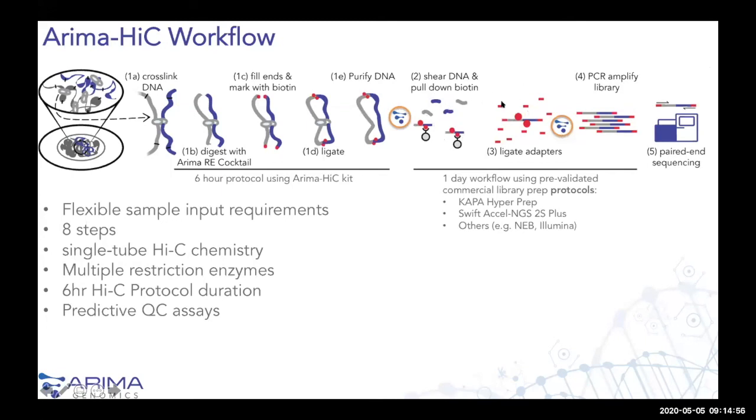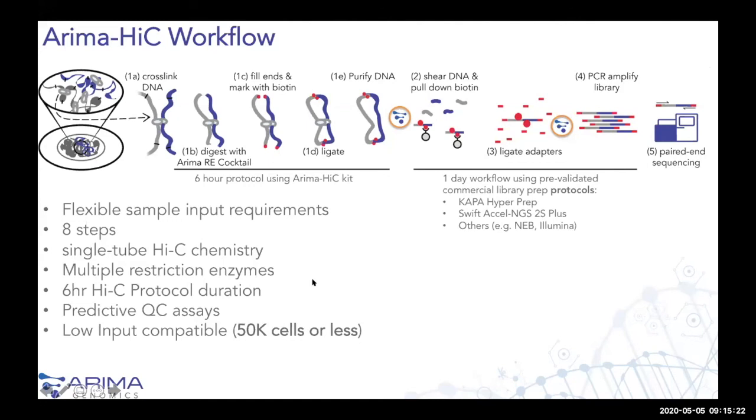We add our sequencing adapters using commercial library prep kits like Kappa, Swift, NEB, Illumina, etc. And then you amplify, and then you sequence these chimeric molecules, and then you map those back to the reference genome. So that will be essentially one data point that, let's say, chromosome 1 and chromosome 4 were interacting within 3D space.